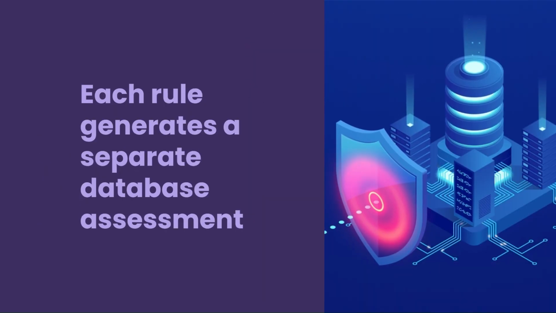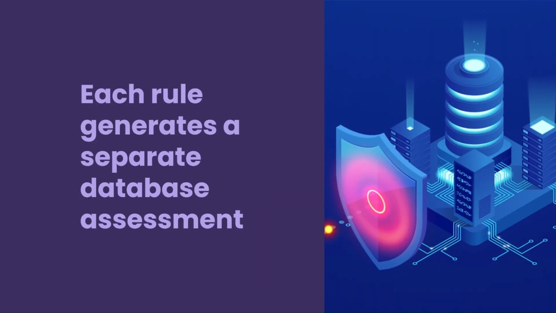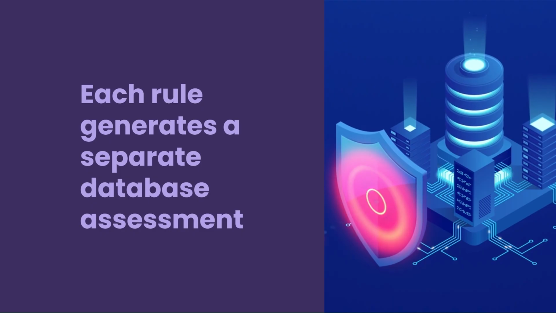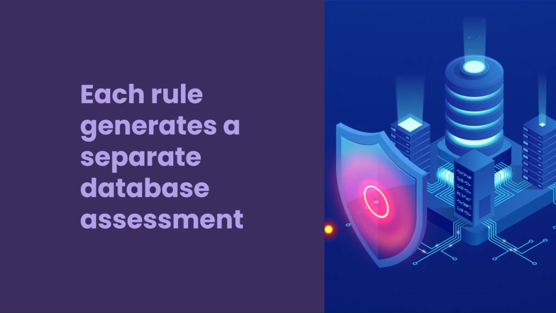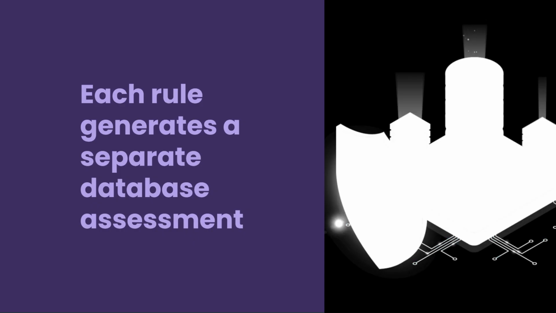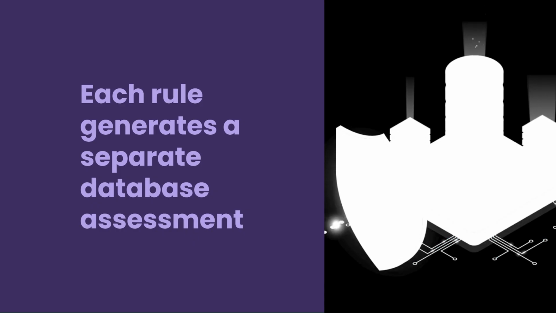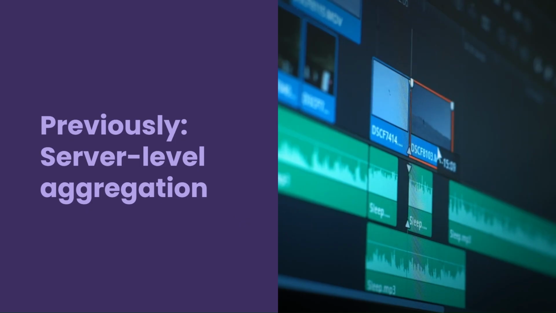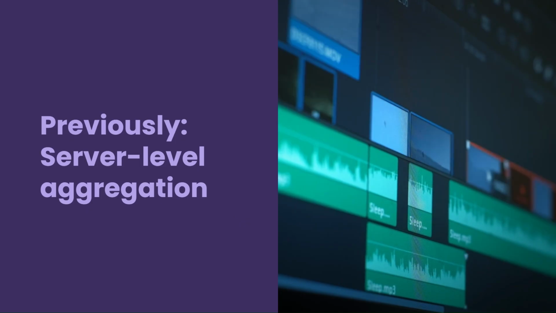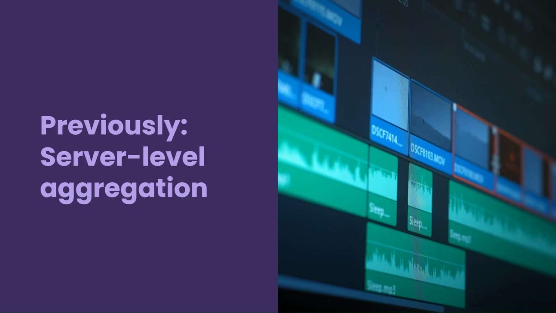Here's what changes. Each vulnerability assessment rule will now generate a separate assessment for every affected database. These assessments appear as individual recommendations in the Defender for Cloud recommendations page. Under the previous model, findings were consolidated at the server or instance level and surfaced under broader recommendations like SQL databases should have vulnerability findings resolved, or SQL servers on machines should have vulnerability findings resolved.